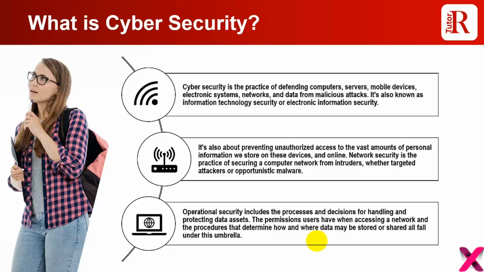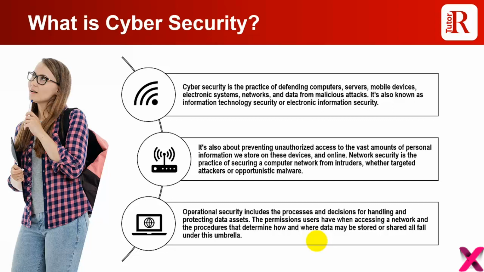Network security is the practice of securing a computer network from intruders, whether targeted attackers or opportunistic malware. Application security focuses on keeping software and devices free of threats. A compromised application could provide access to the data it's designed to protect. Successful security begins in the design stage, well before a program or device is deployed.